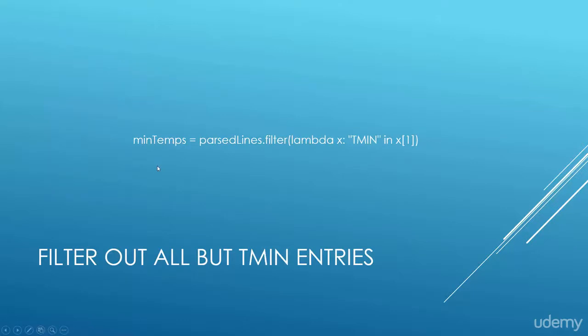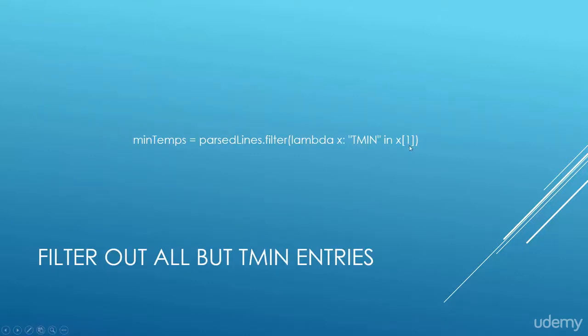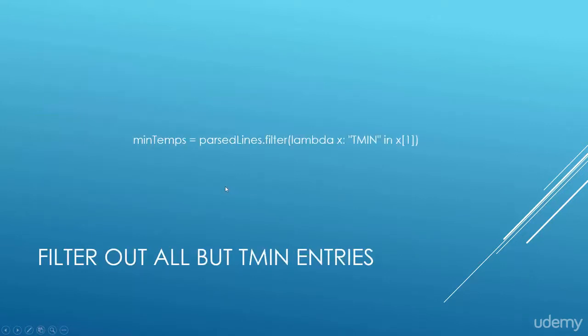All right, now I'm going to call a filter on it. Now you remember that we stored the entry type in field number 1. We start counting at 0, so field 0 is the station ID, 1 is the entry type, 2 is the temperature. So if we see Tmin in field number 1 of our value, we are going to let that pass. Otherwise, we will discard it. So what we're going to end up with here is a new RDD called min temps that contains only Tmin entry types, observations. And the actual format of the RDD will be the same. We're still going to have station ID, entry type, and temperature composite values here, lists, if you will. But we're only going to have entry types that contain Tmin at this point. Okay?